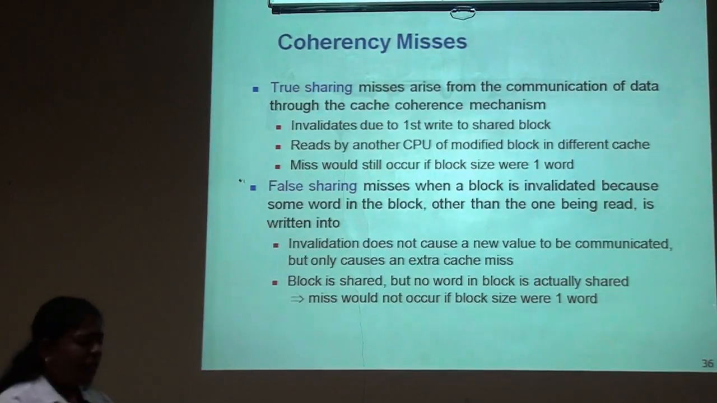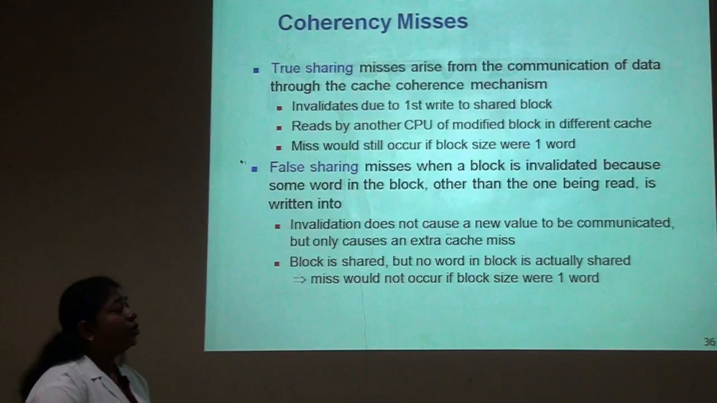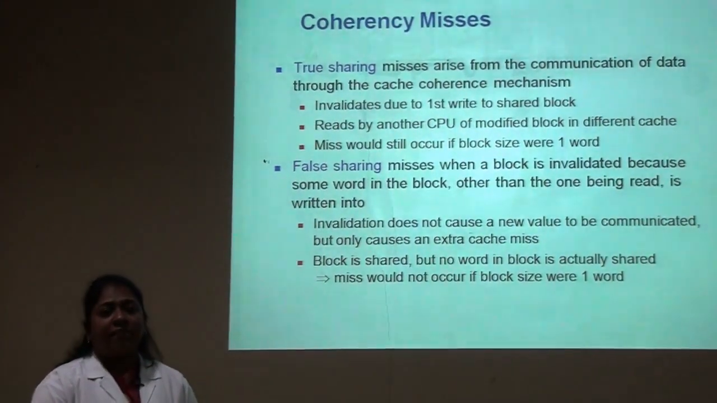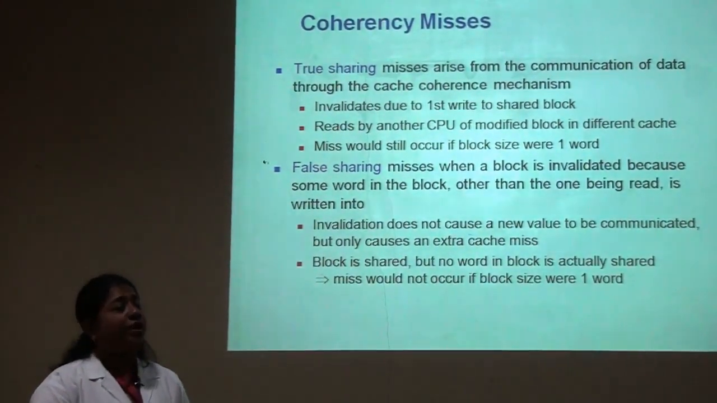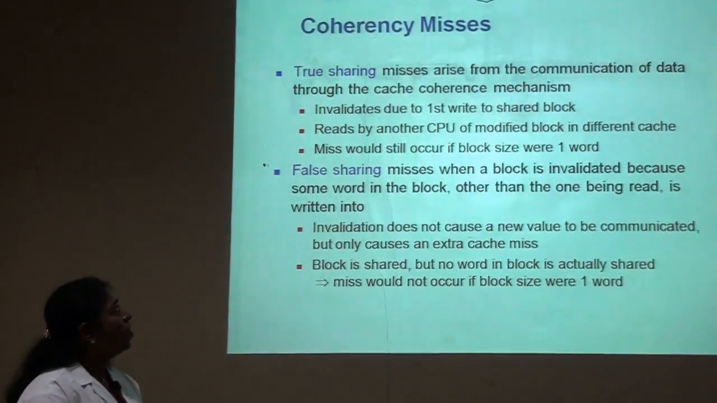And in the symmetric snooping protocol, performance can be checked with the use of two measures. The first one is true sharing and the other one is false sharing.